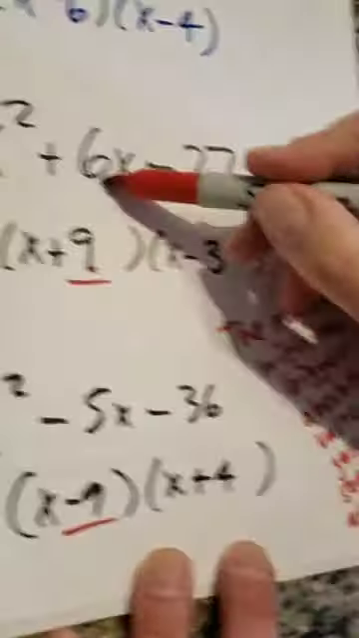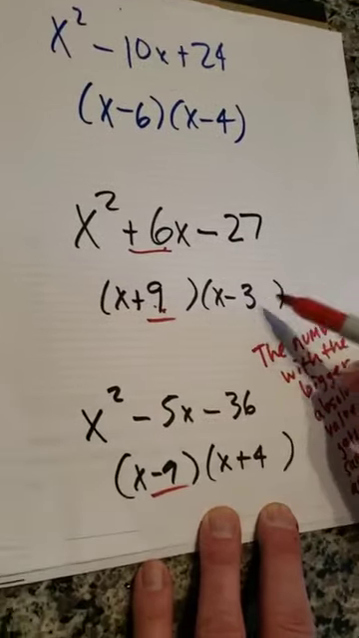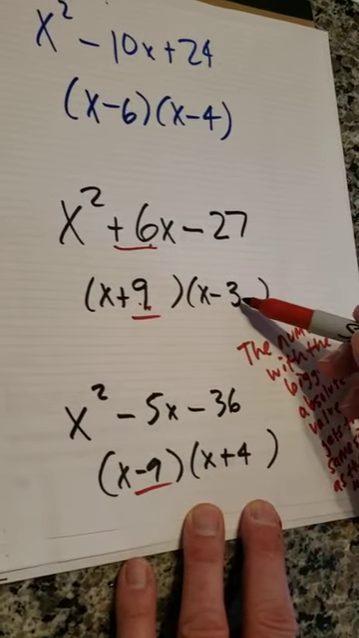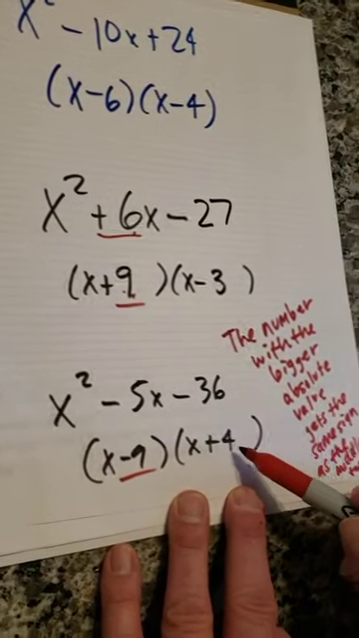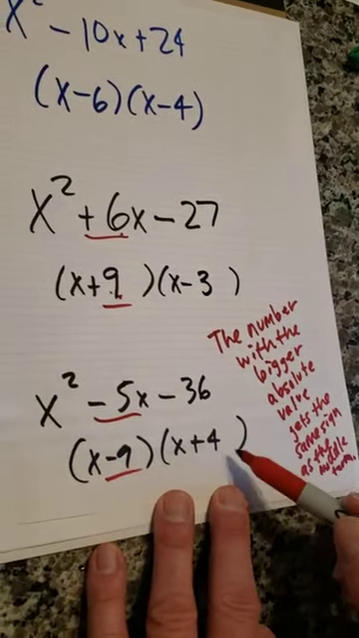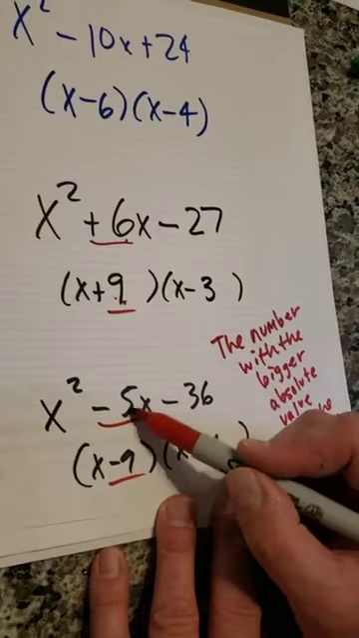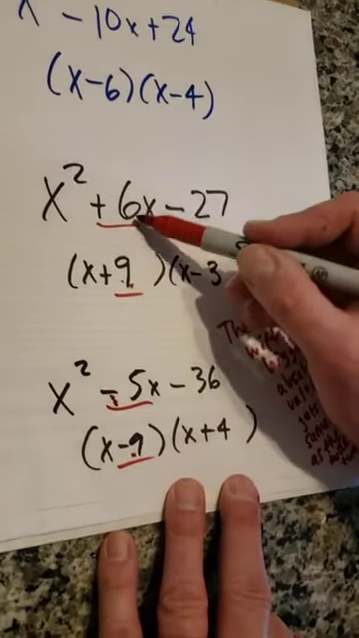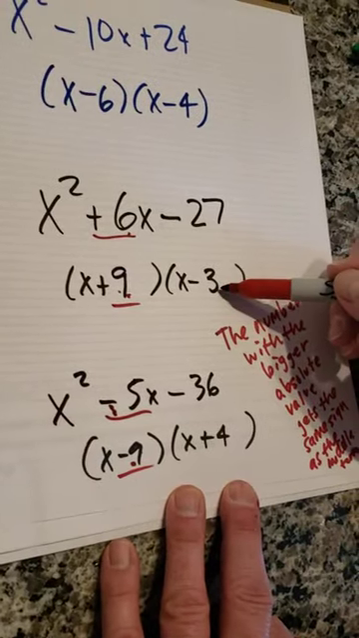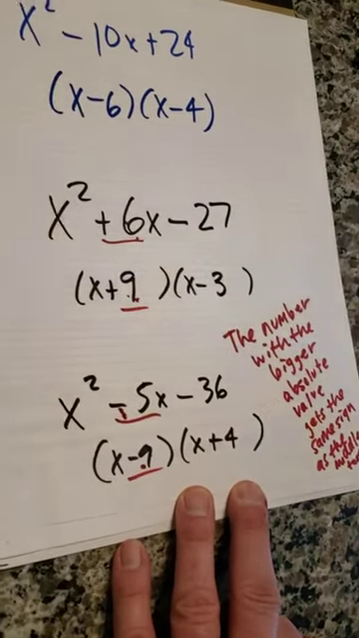So the 9 gets the same sign as the 6 because the absolute value of 9 is bigger than the absolute value of negative 3. Here, the absolute value of negative 9 is bigger than 4. Once we determine that the numbers are 9 and 4, the 9 gets the same sign because the 9's bigger. It's a negative, so the 9 is negative. The 9's bigger than 3, the absolute values. The 9 gets the same sign as the 6.